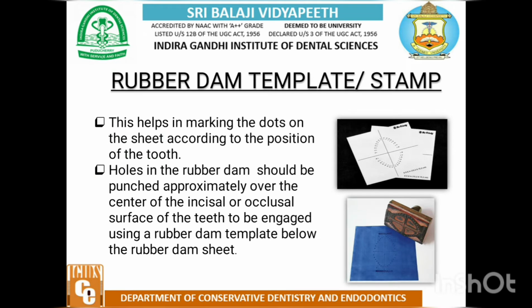Rubber dam template or stamp. This helps in marking the dots on the sheet according to the position of the tooth. Holes in the rubber dam should be punched approximately over the center of the incisal or occlusal surface of the tooth to be engaged, using a rubber dam template below the rubber dam sheet.